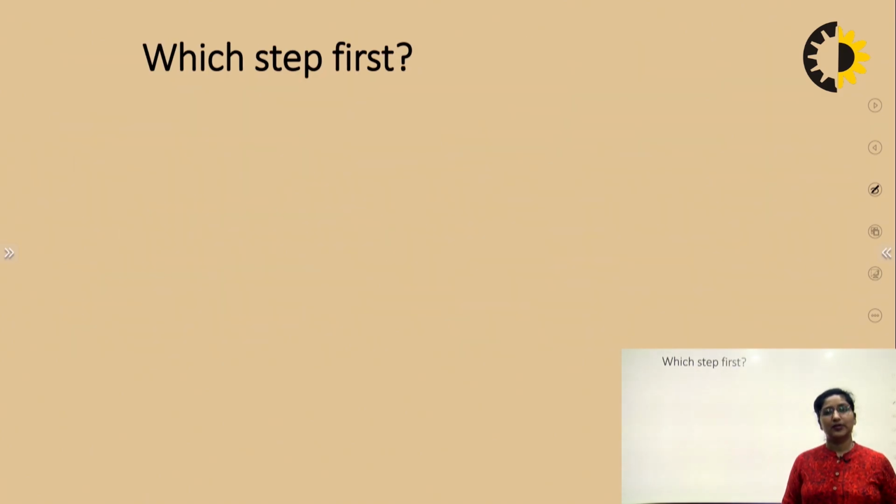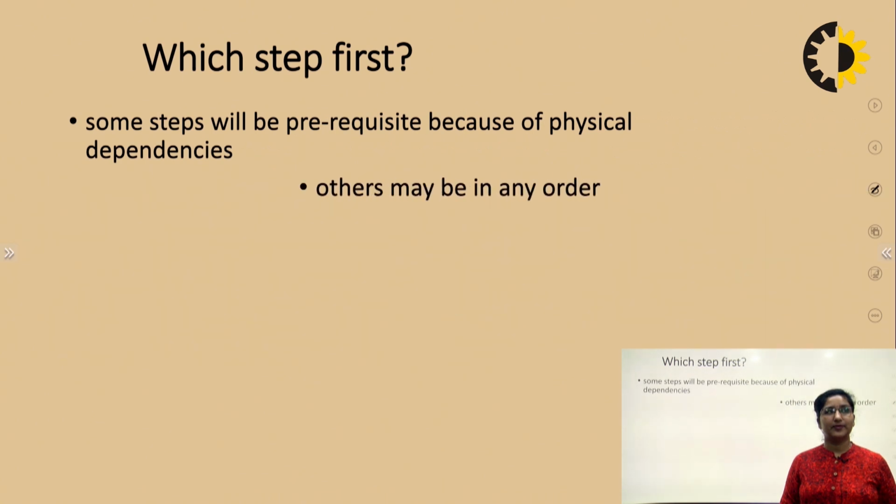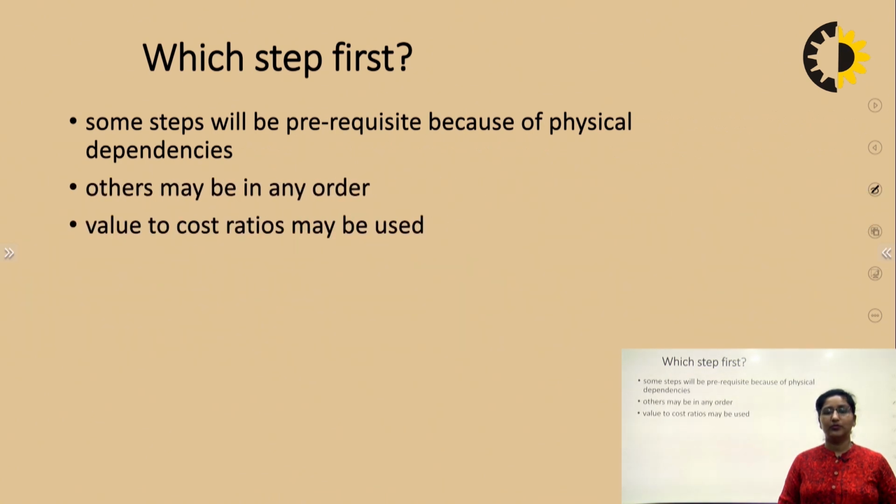Now, the next question arises: which step will come first? We all know that some steps will be prerequisites because of physical dependencies. It may be that 1 or 2 modules are dependent on another module. So, we have to take care of that. And the others, in the order, may or may not be dependent on it.